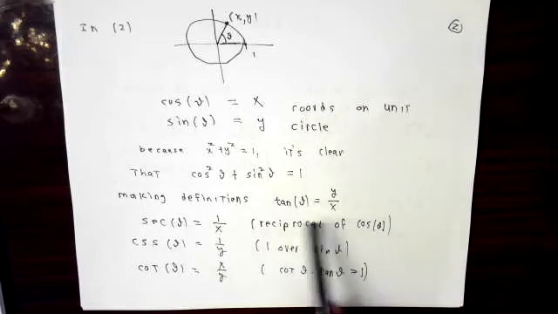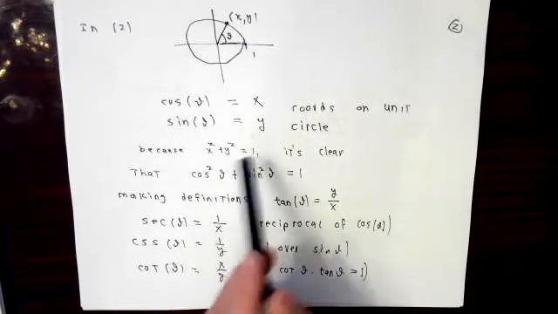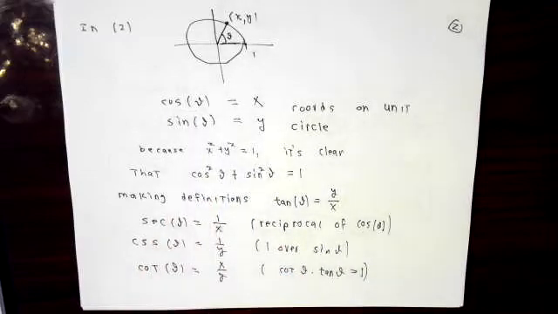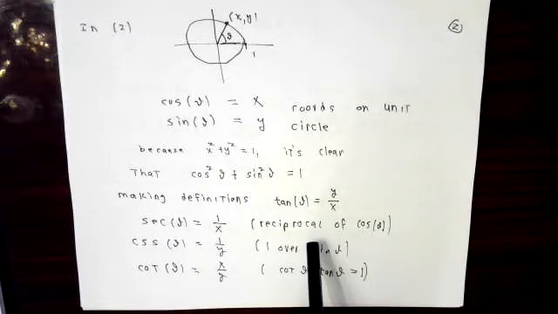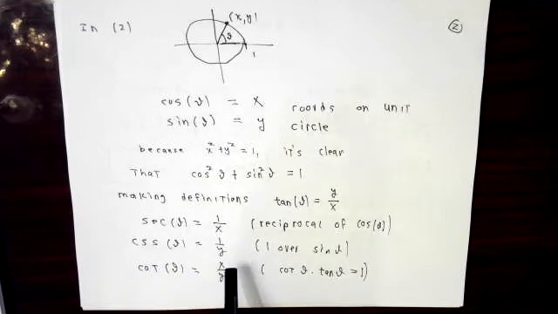We make tangent of theta y over x, which in this case is the same thing as sine theta over cosine theta. So tangent is sine over cosine. I define the secant to be 1 over x. That would make it the reciprocal of the cosine. The cosecant is 1 over y, which is 1 over sine theta, the reciprocal. Cotangent is x divided by y instead of y divided by x. So cotangent and tangent are reciprocals of each other as well.